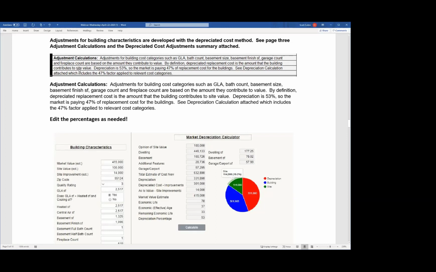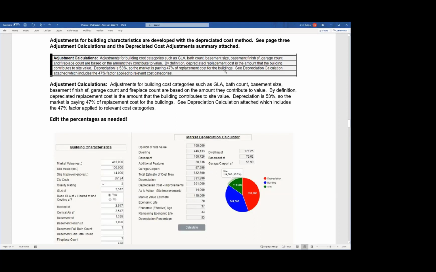And then on page 3, just above the cost approach, I have this in my template, and all I need to do is edit this number, 53, 47, and 47. Adjustments for building cost categories are based on the amount they contribute to value, right? That's what an adjustment is, to show a contribution to value. Depreciated replacement cost is the amount that the building contributes to site value, okay? That's appraisal 101. In this particular case, depreciation is 53%. So the market's paying 47% of replacement cost for the buildings.